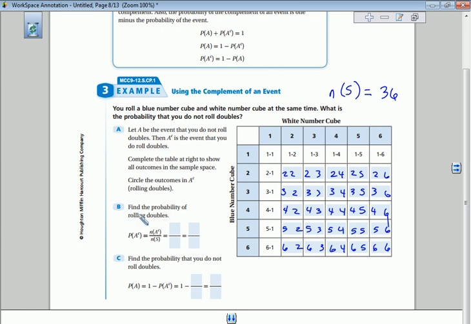So, if they ask us to find the probability of rolling doubles, how many are doubles? Doubles, doubles, doubles, doubles, doubles, doubles. 6 out of 36. So the probability is 1/6. So if the probability that we roll doubles is 1/6, what is the probability that you do not roll doubles? So it's going to be 1 minus that 1/6, which is 5/6.